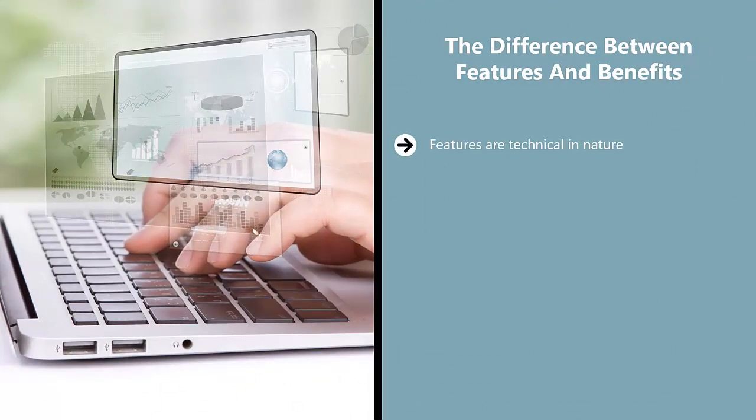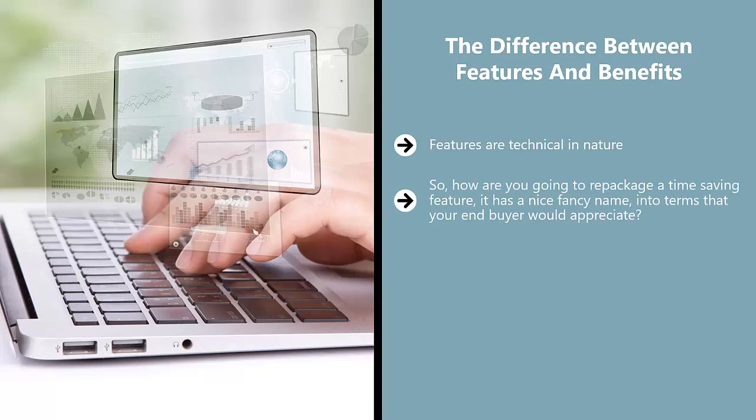Features are technical in nature. They're about screen size, screen brightness, certain new technology. Benefits, on the other hand, are psychological in nature. If somebody's buying a washing machine, they're looking to save time. They're looking for more control over their life. They're looking for more time with their loved ones. So, how are you going to repackage a time-saving feature that has a nice fancy name into terms that your end buyer would appreciate? So, you talk about spending more time with their children. You talk about being able to do more with less money and living life to the fullest.